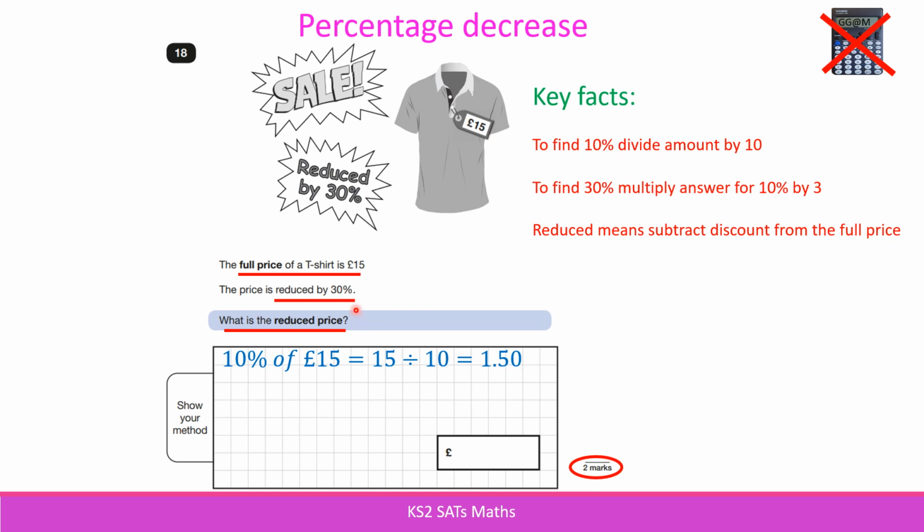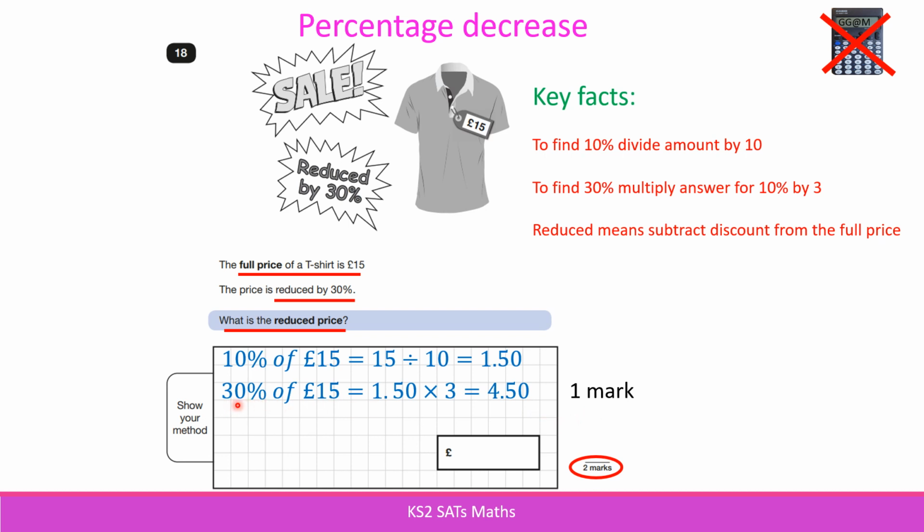Now I need to find 30%. So 10% is £1.50, so to find 30%, I've got to multiply it by 3. So 1 times 3 is 3. 50 pence times 3: 5 times 3 is 15. So 15, add on the 0, is 150 pence, which is the same as £1.50. So I've got £3 plus £1.50, which will give me £4.50 for your first mark.